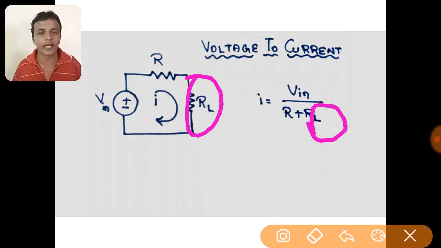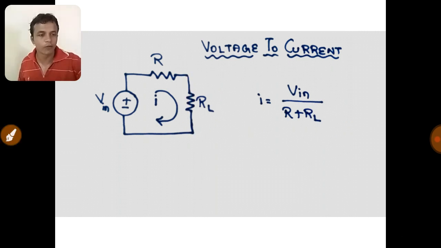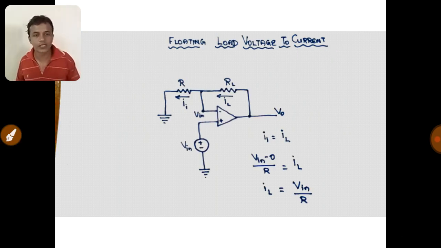There are two types of active voltage to current converter. They are the floating load voltage to current converter and the grounded load voltage to current converter. First, let us see the floating load voltage to current converter. This is the circuit diagram for the floating load voltage to current converter.